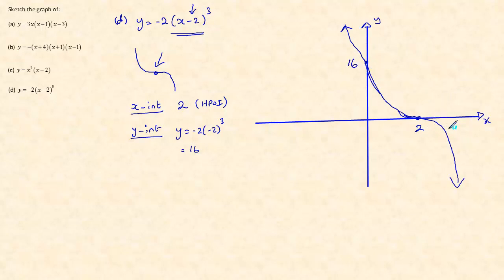and this isn't the best drawing in the world, but at least it does have the basic shape and the intercepts on it. So this is y is negative 2(x minus 2) cubed, and I'd probably label the fact that we have a point of inflection here, since my drawing's really not that good.